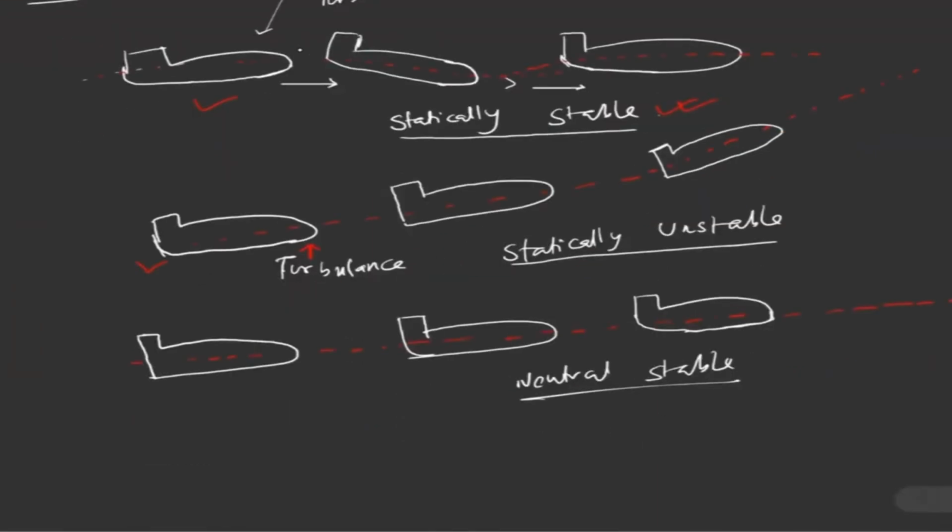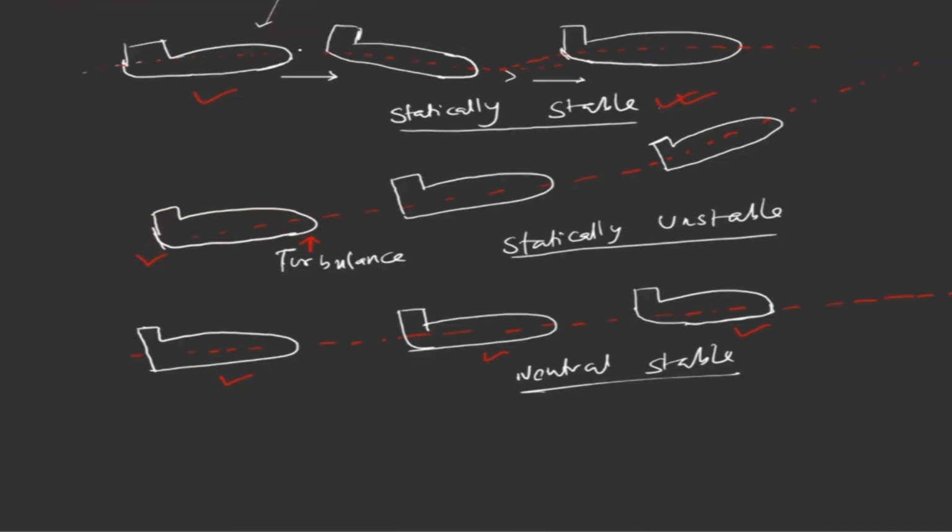Now we have another condition. If the vehicle is initially here, and due to some perturbations on the system it comes to here, and again, some perturbation brings it to here. If you look carefully, the body continues to be in the same line. If the vehicle has this kind of tendency, we can call the system neutral stable. Now we'll extend the concept to dynamic stability.